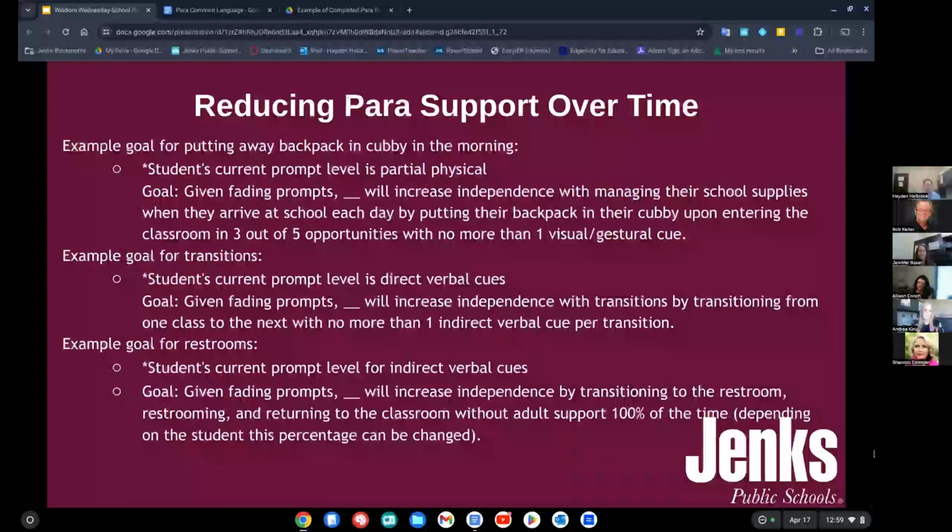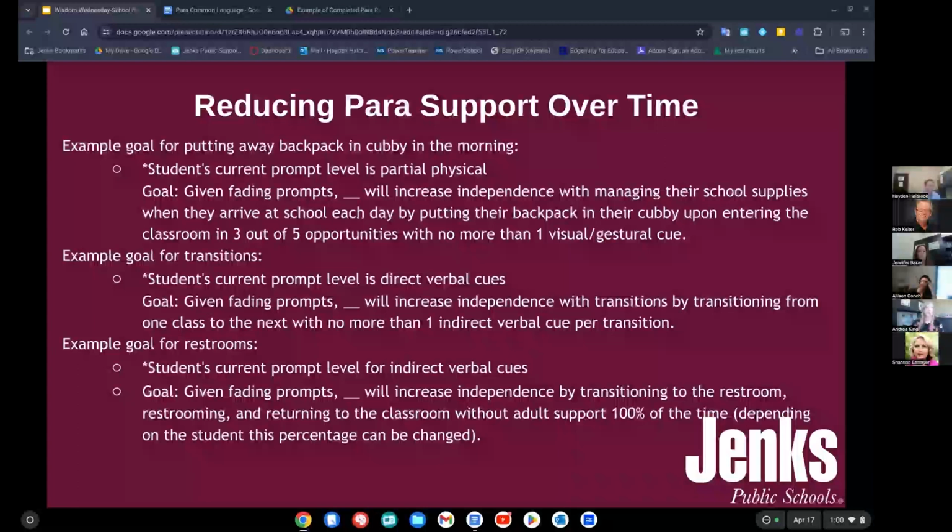I mean, you may not be able to fade out a para fully, but if you can fade out through parts of the day or in certain skills, that improves their chances of post-secondary opportunities, right? If they don't have to have that person glued to their shoulder, right? The less support that they need, the more opportunities that they have post-schooling. And am I correct in remembering that?